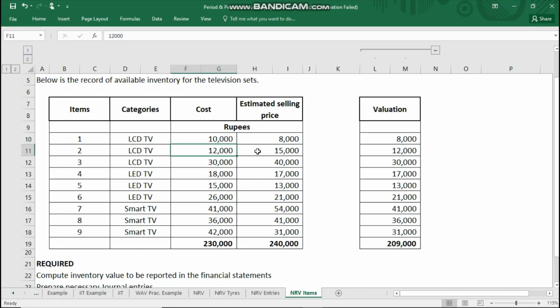Similarly, here in the second item we have 12,000 as the cost and 15,000 as the NRV. We need to report it at the lower of cost and NRV, so we will take 12,000. And similar is the case with the third item. We will take the cost, which is lower than the NRV.